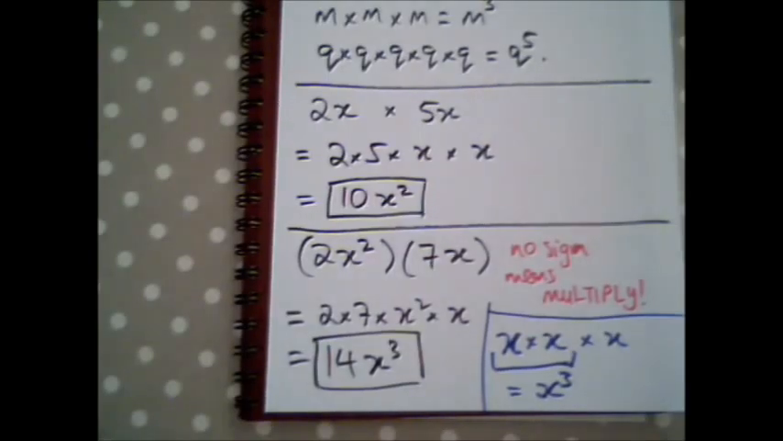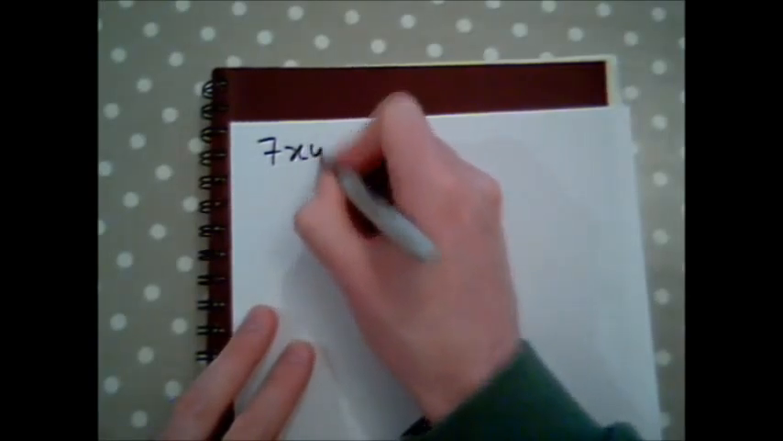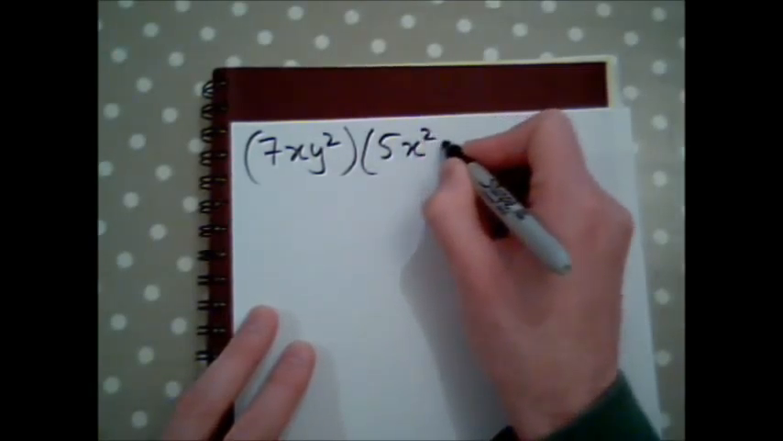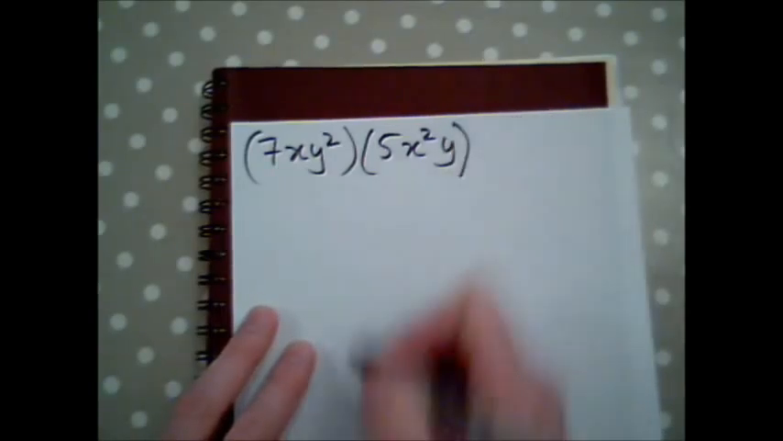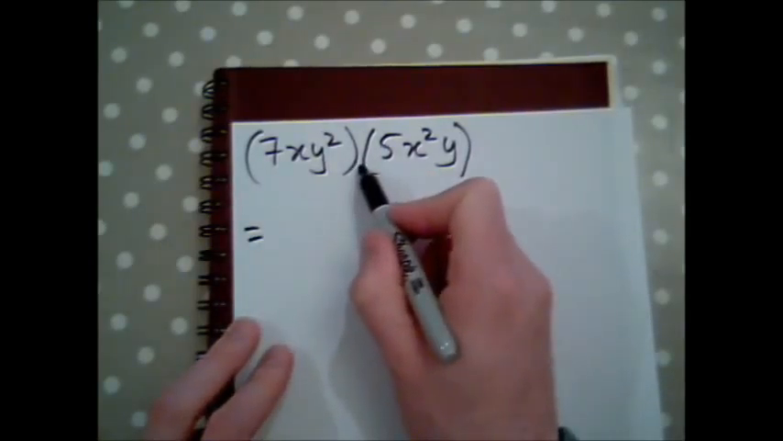Alright. And we're going to do one last one. We'll leave it at that then, for this multiplying malarkey. So say we have 7xy squared multiplied by 5x squared y. Okay. So the first thing we do, again, there's no sign, so I'm multiplying everything here.